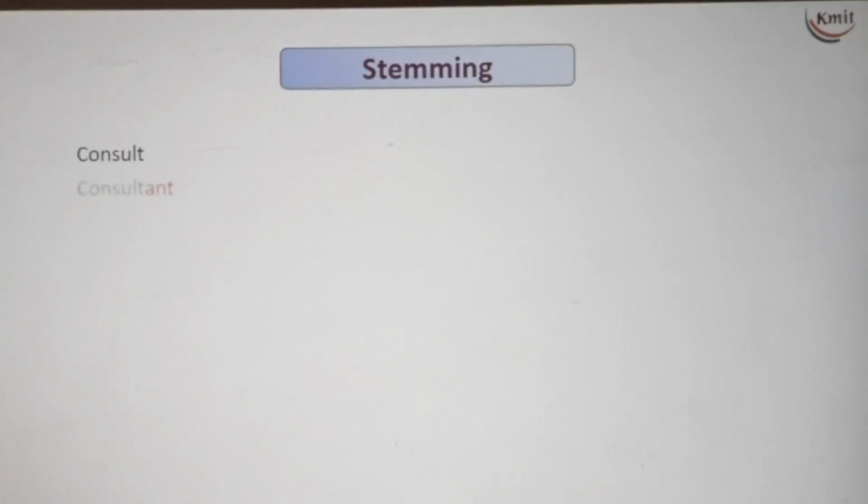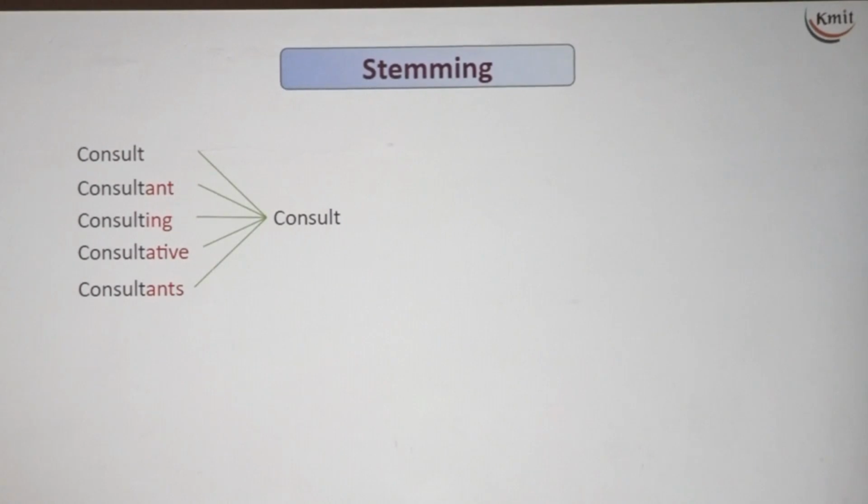Stemming. Stemming is the concept of finding the stem word or the root word. Have a look at this example given in front of you. Consult is a word, consultant is a word, consulting, consultative, consultants. According to your sentence, all these will carry different meanings, but the root word is consult only. That is sufficient when I am extracting the features.